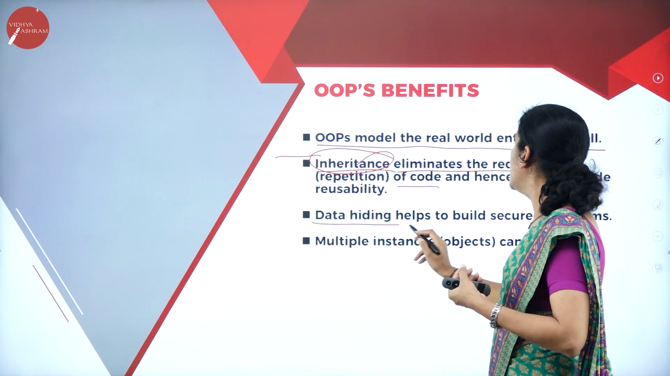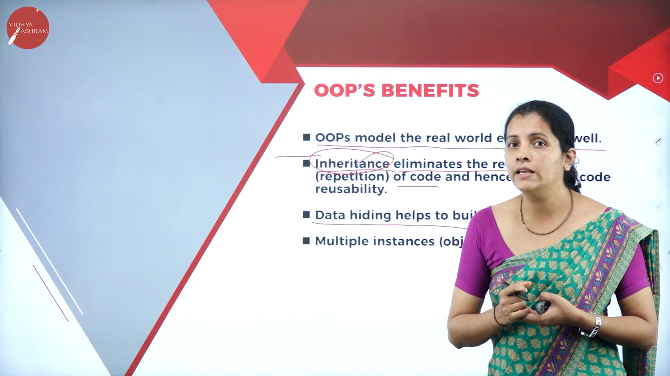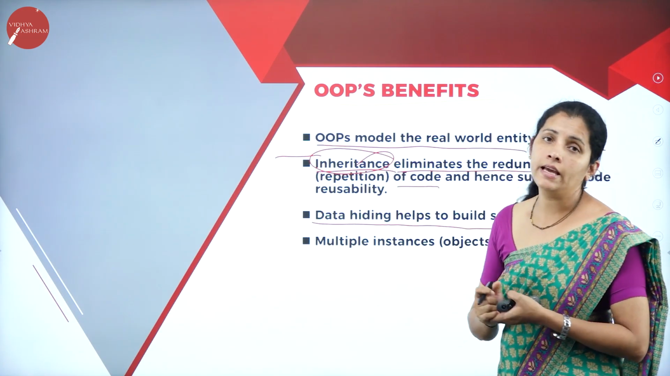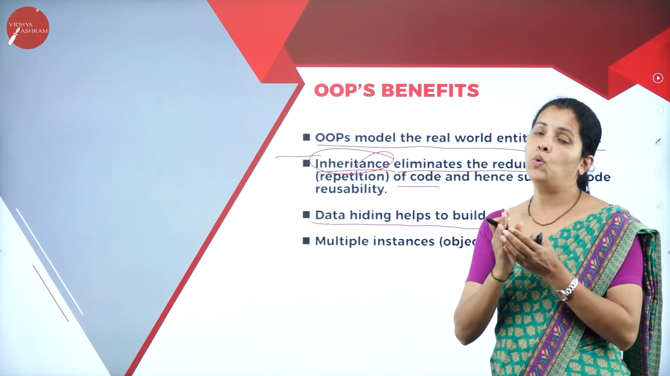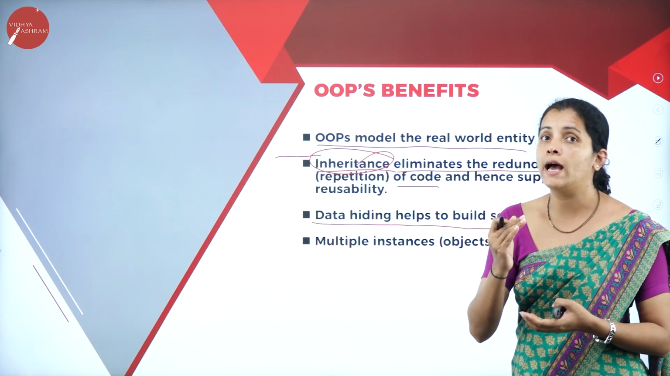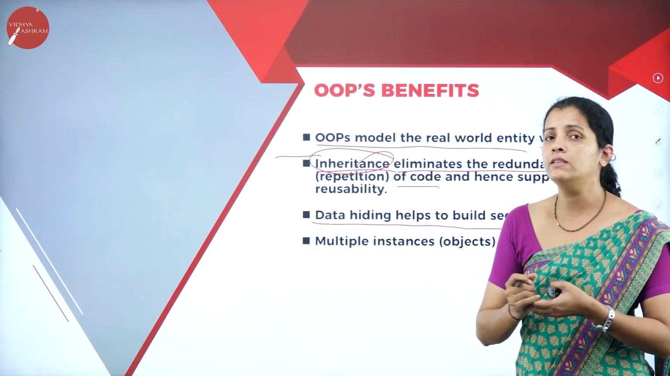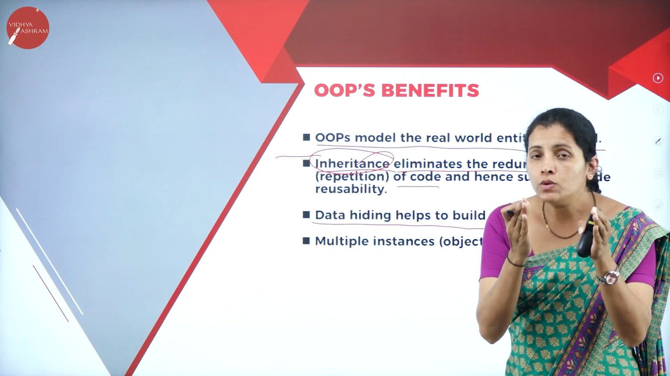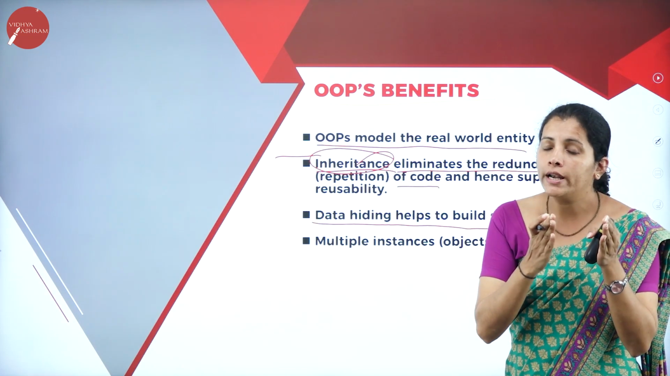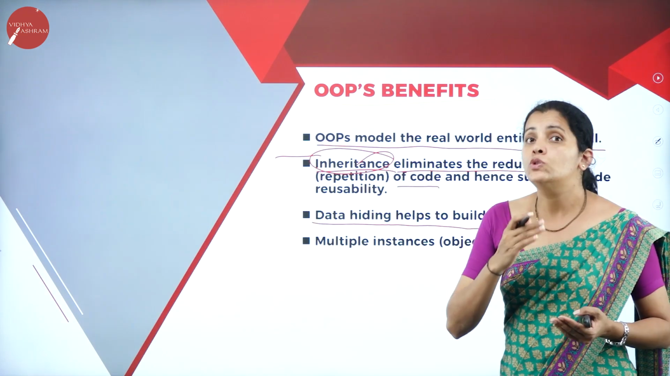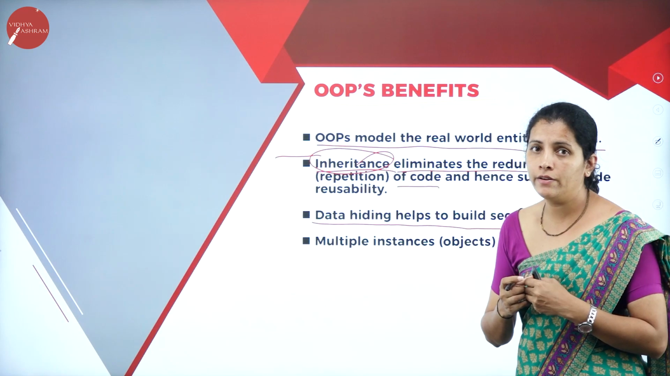Then data hiding helps to build a secured program. So what is data hiding? You can hide the unwanted things. That means you can hide unwanted code from the user so that you can provide security for your program. That means allow only the user to operate and use the code and hide unwanted data from the user. So what is data hiding? Here it is nothing but hiding unwanted information.